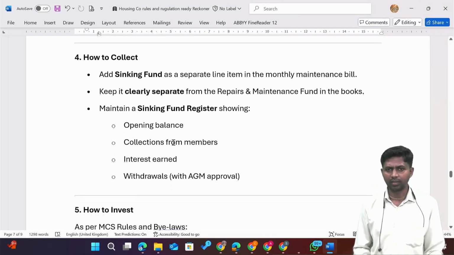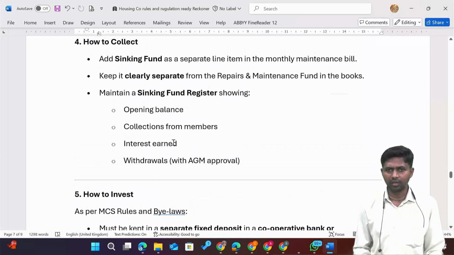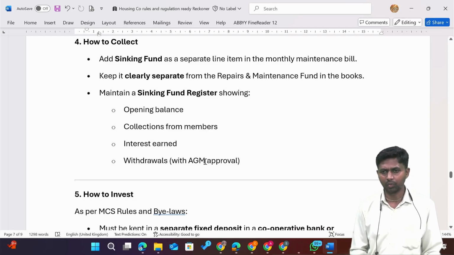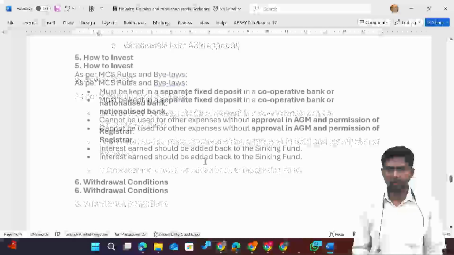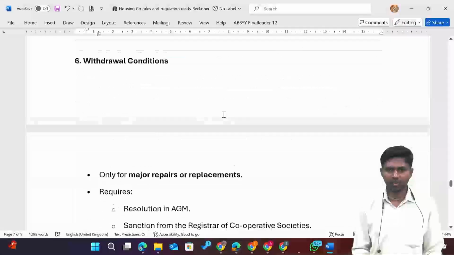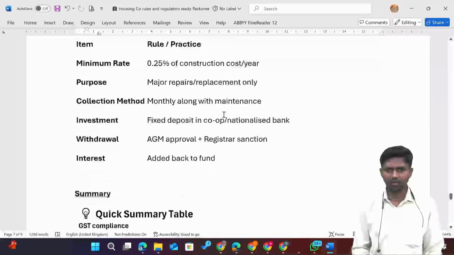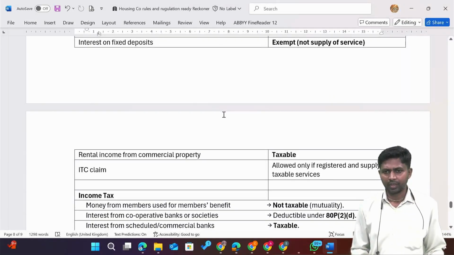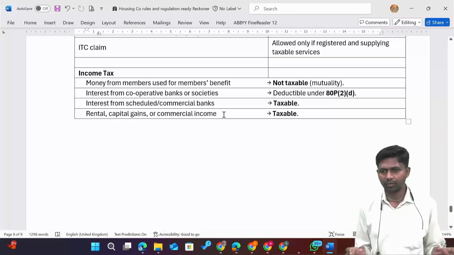Now, how to collect? They have given that. You can maintain the proper account of the sinking fund: opening, collections, then interest on it, and withdrawals with the help of AGM approval. Correct. And then other things are there. Okay, you can refer. This is the basic background you must have while doing the accounting. Now we'll start with that.